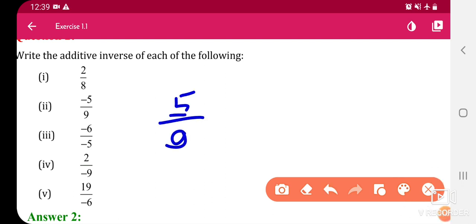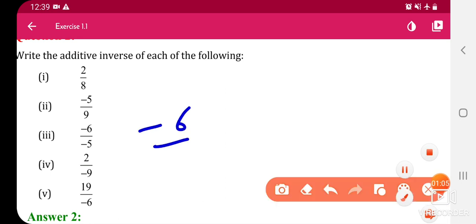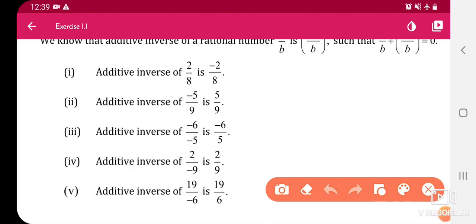Next, the additive inverse of minus 6 upon minus 5. Firstly we have to cancel this minus. So what is the number? The main number is 6 upon 5. So what is the additive inverse? Minus 6 upon 5. And the additive inverse of 2 upon minus 9 is 2 upon 9, and the additive inverse of 19 upon minus 6 is 19 upon 6. Firstly you have to write the question, and after that you have to write the answer. You don't write like that.